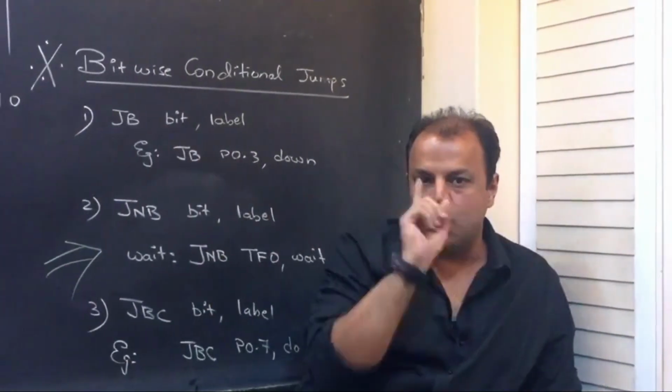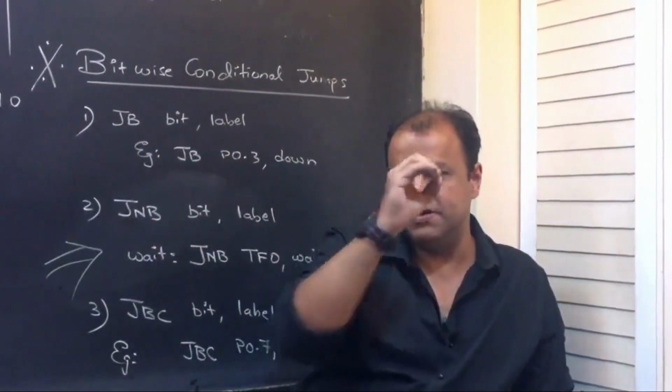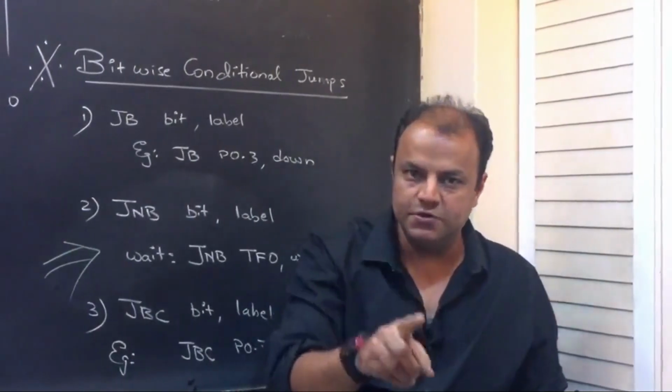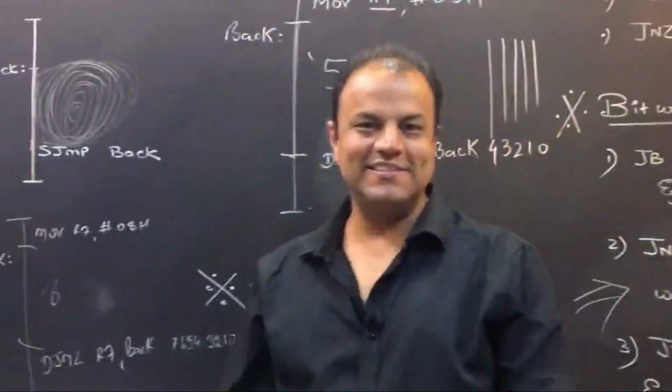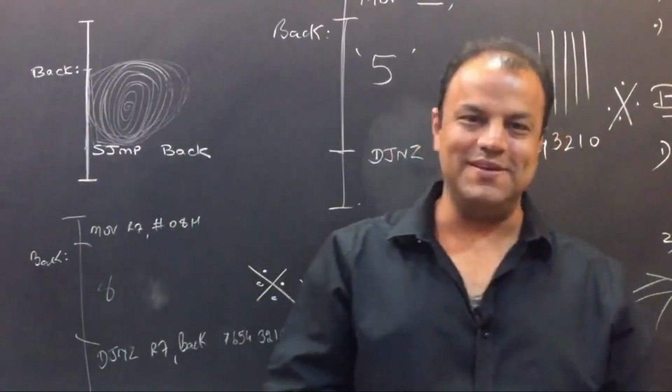Boolean conditional instructions are used to check individual bits of registers. JB will jump if the bit is 1, JNB will jump if the bit is 0, JBC will jump if the bit is 1, and while jumping will make the bit 0. Please tell me, are you clear? That's the whole conditional or branch instructions of the 8051. See ya.